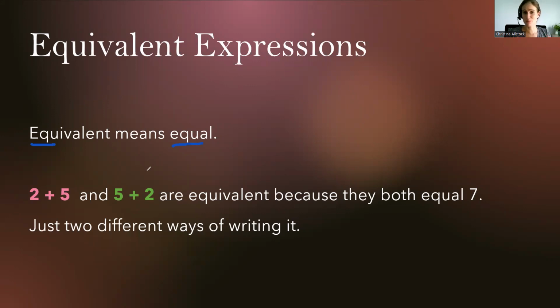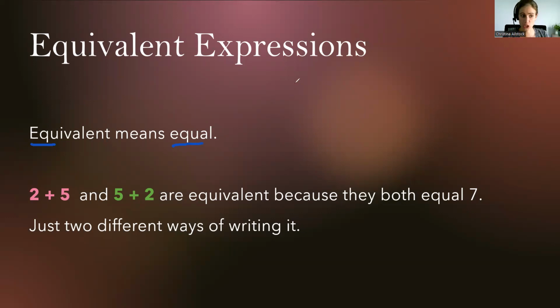So there's lots of different ways that you can come up with things that are equivalent, that are equal. One of the most basic examples would be like 2 plus 5 and 5 plus 2. Both of those are equivalent because they end up equaling 7. It's just two different ways of writing it. In one, the 2 comes first, and in the other, the 5 comes first. So sometimes equivalent expressions can be just like that. It's a reordering of one of our properties.